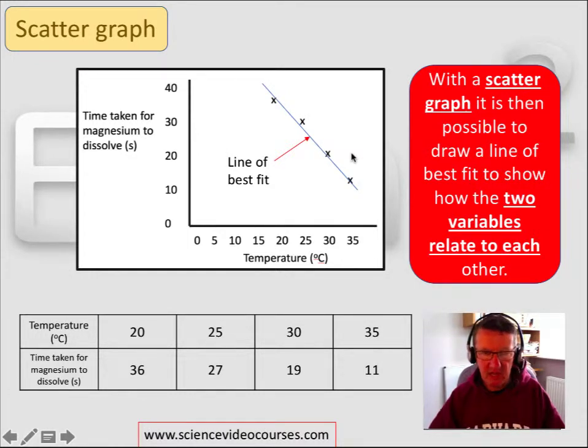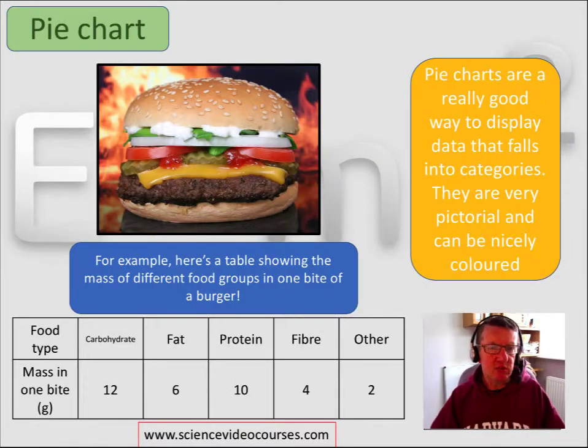Good one. Lastly, that looks very tasty, doesn't it? Now looking at pie charts. Pie charts are a really good way to display data that falls into categories. They're like bar charts. You could use bar charts, but pie charts in many ways are more pictorial, and also you can spend your time colouring them in. For example, here's a table showing the mass of different food groups in one bite. It could be a big bite of a burger. So carbohydrates was 12 grams, fat 6, protein 10, fibre 4, other 2.